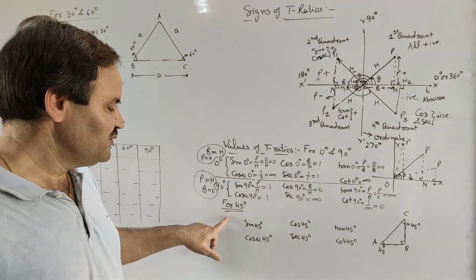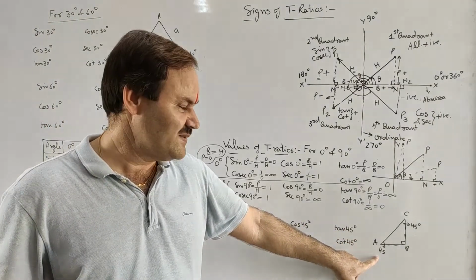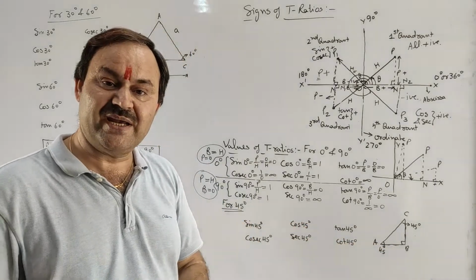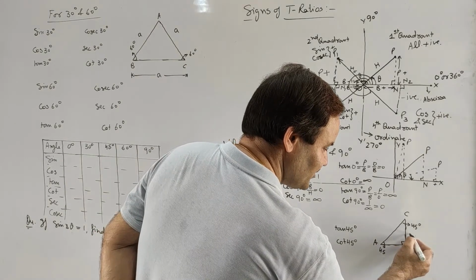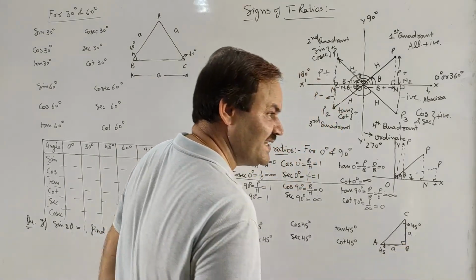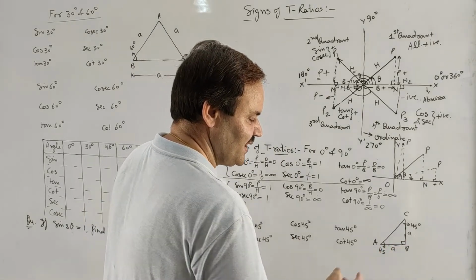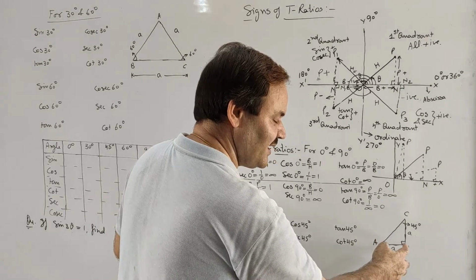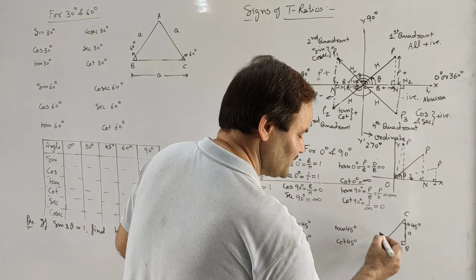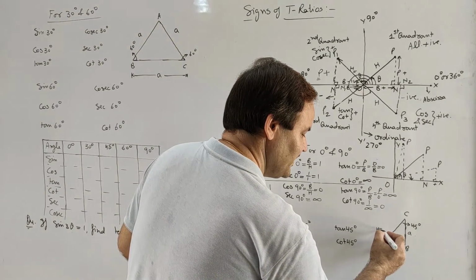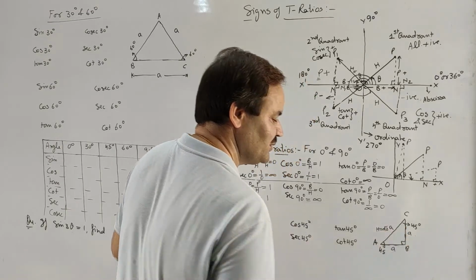If we come to the values of T ratios for 45 degree, then to determine values of T ratios for 45 degree, we will have to assume an isosceles right angle triangle. This is an isosceles right angle triangle, so both of the equal sides, say, are having length A. If equal sides are of length A, then by Pythagoras theorem we can find out the hypotenuse. This hypotenuse H will be under root A square plus A square, that is root 2 A.